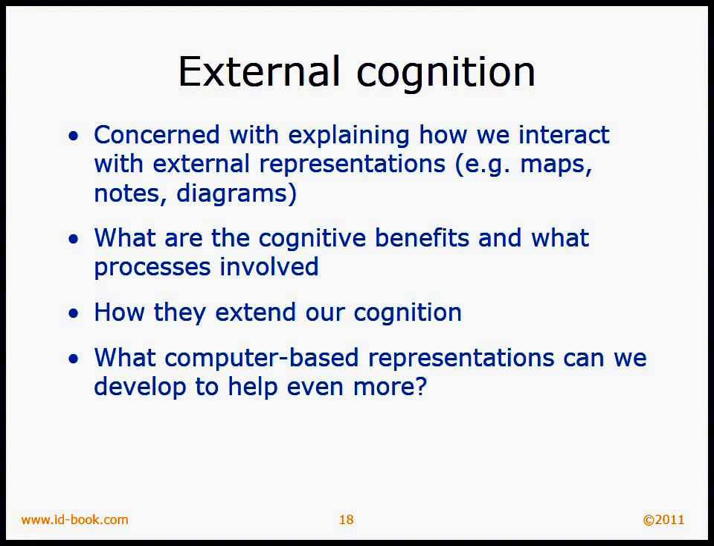Now let's focus on external cognition, which is basically concerned with explaining how we interact with external representations like maps, notes, and diagrams, what the cognitive benefits are and what processes are involved, how they extend our cognition, and what computer-based representations can be developed to help even more.